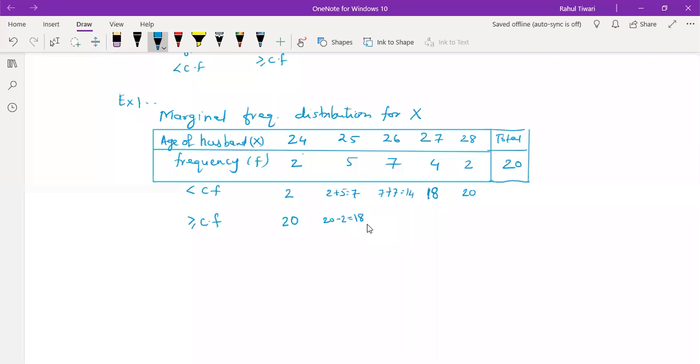इसको मैं रिमूव कर रहा हूँ 25. And greater than 25. Yes, so 20 minus 2 will get 18. Then 18 minus 7, 11. 11 minus 4 कितना आएगा? 7. 7 आ रहा है.